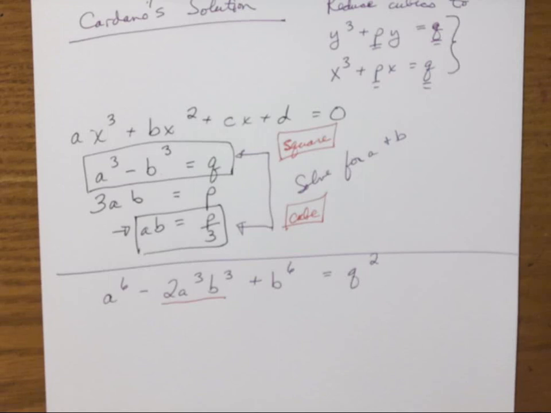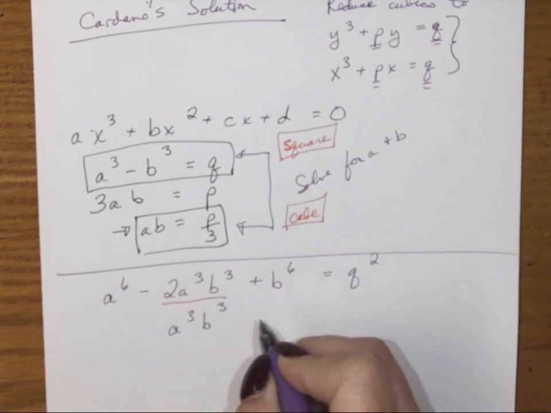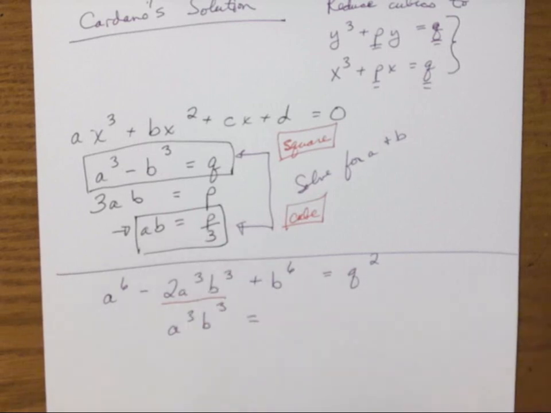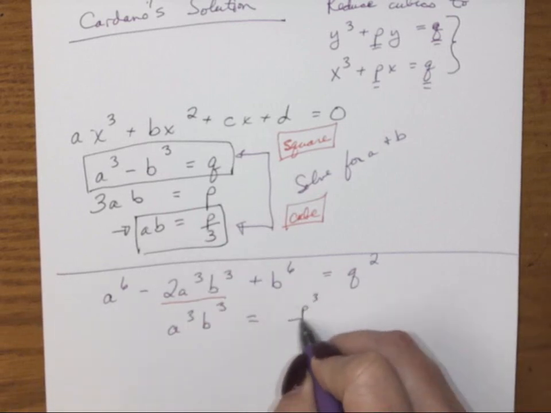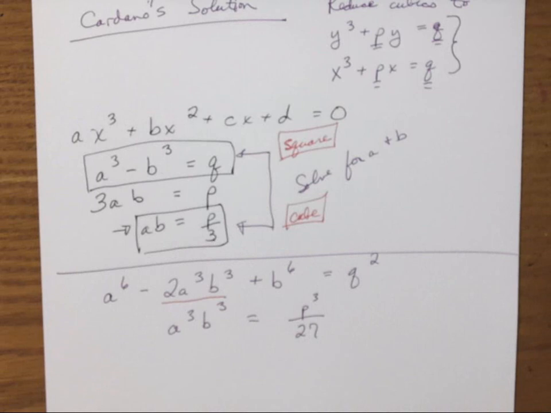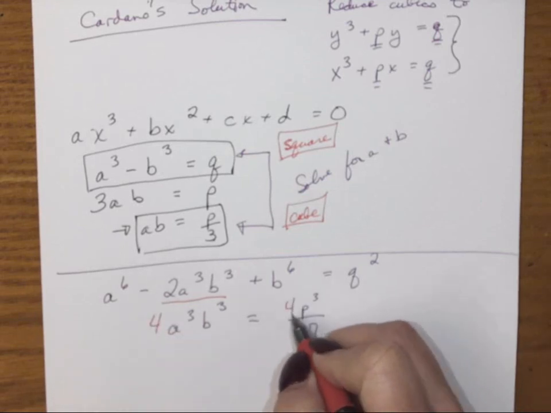Okay, so what's he do? Okay, cube this guy. Well, that's going to be a cubed b cubed, right, is equal to, whenever I cube the right-hand side, I've got p cubed over 3 cubed, which is 27. And he kind of goes, I don't like the way that looks. I'm going to do a really weird manipulation on this one. And what he does is he multiplies both sides by 4.